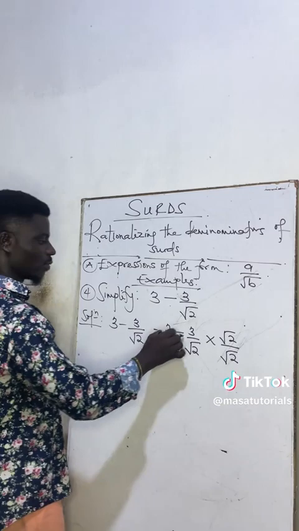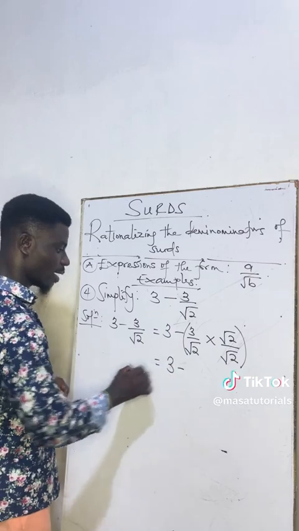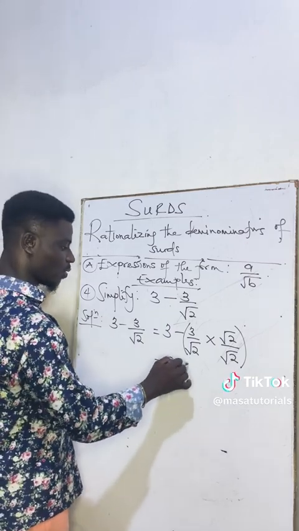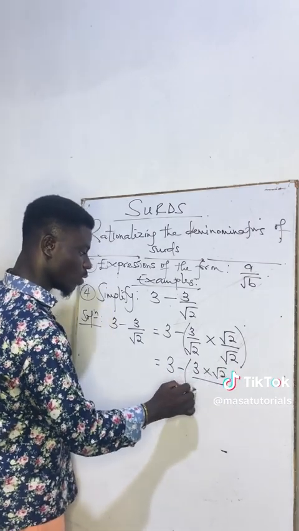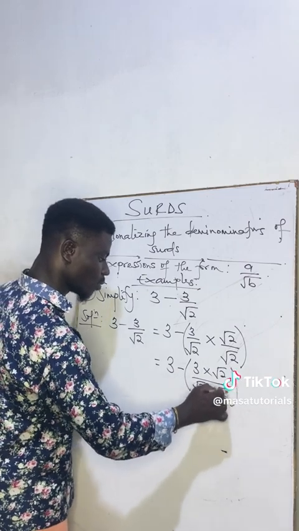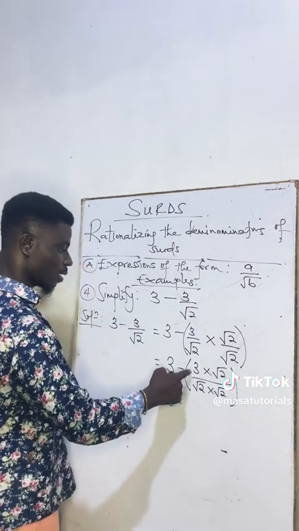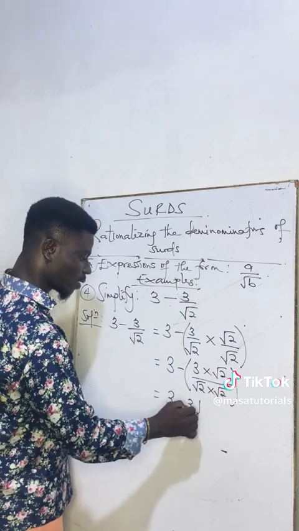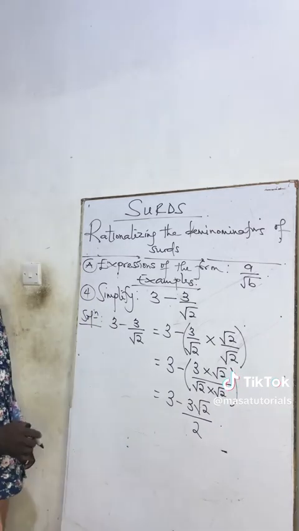Okay, so this one is in bracket. Now it should be 3 minus. Let's go into the multiplication: 3 times square root of 2 all over square root of 2 times square root of 2. Now we have 3 minus, then 3 times square root of 2, which is 3 square root of 2, all over 2.